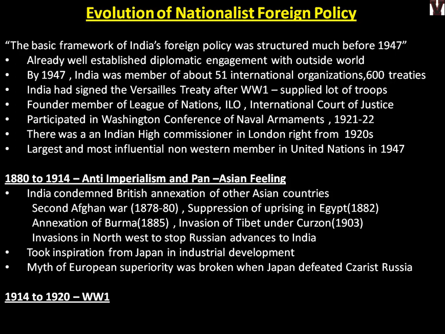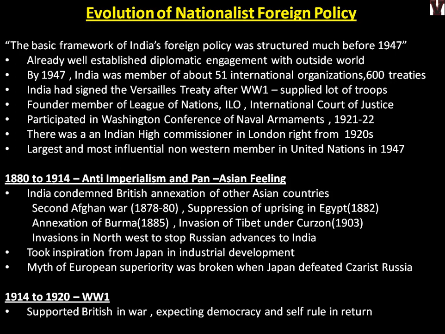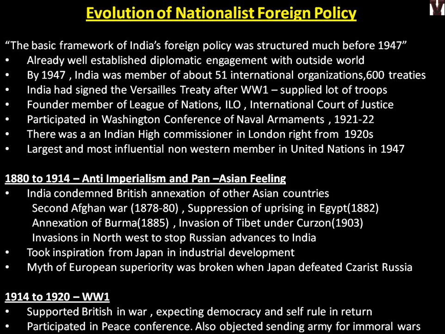1914 to 1920, you know the World War timing is around this time, 1914 to 1918. Supported British in war, expecting democracy and self-rule in return. So this was the ideology up to the 1920s. Participated in peace conference, also objected to sending army for immoral wars. So they were beginning to take a stand. It's not like they simply obeyed what Britishers wanted or just followed the laws. They were resisting and raising their voice.